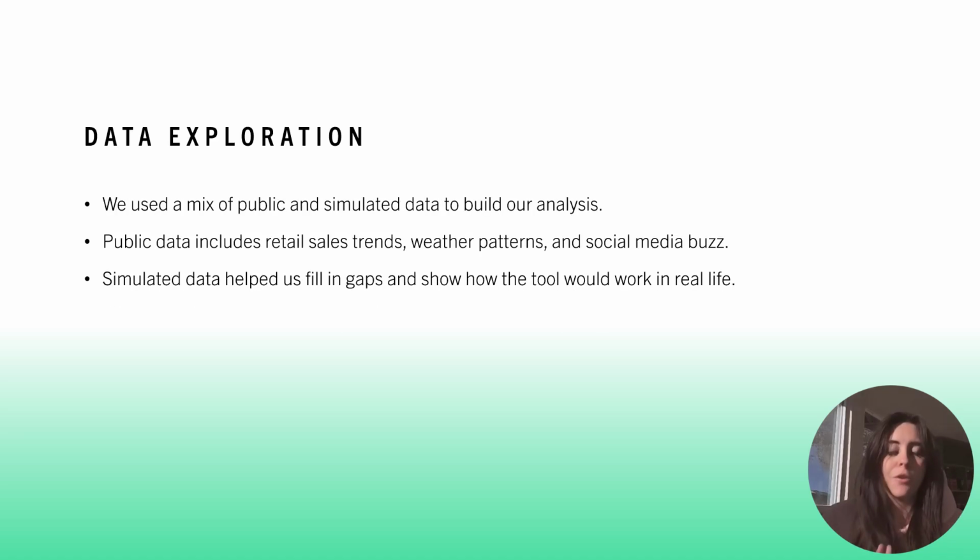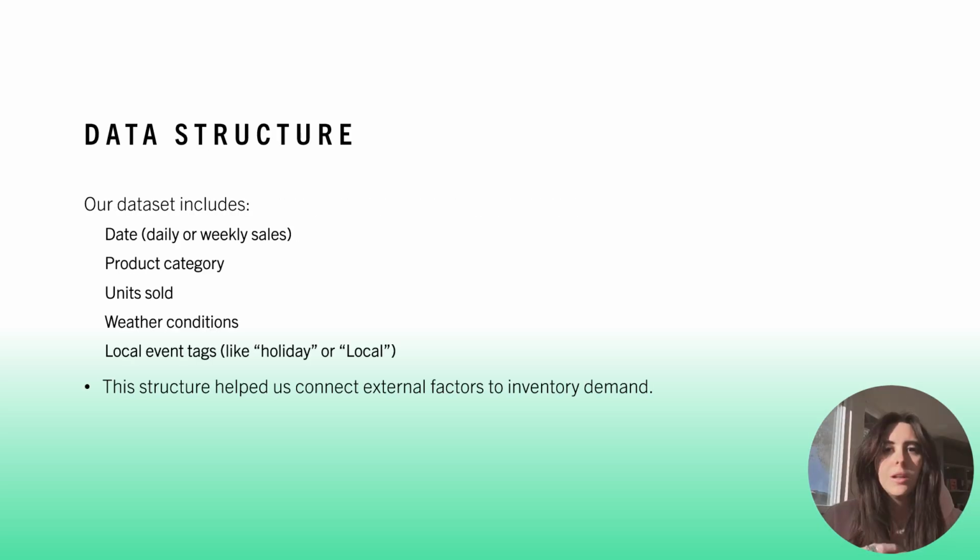We will use a mix of public and simulated data to build our analysis. Public data includes retail sales trends, weather patterns, and social media buzz. Simulated data helps us fill in the gaps and show how the tool would work in real life scenarios. Our data structure includes date, daily or weekly sales, the product category, units sold, weather conditions, and local event tags like any kind of holiday events that might be going on. This structure helps us connect external factors to inventory demand.